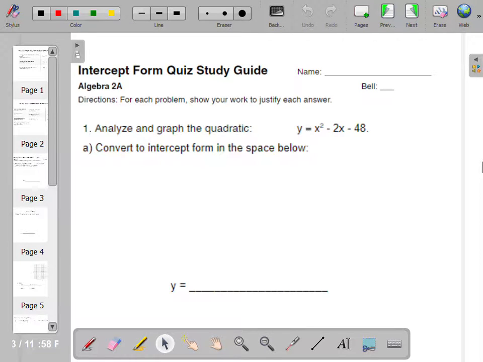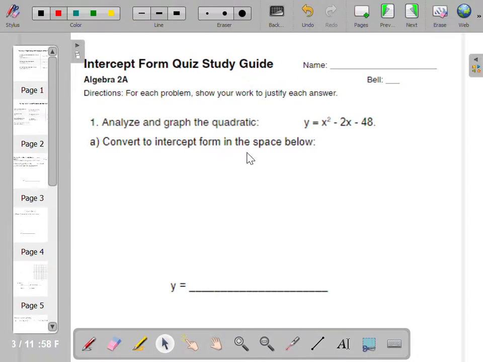Algebra 2 students, we're going to do a little review here for our Intercept Form quiz or test or quest or whatever you want to call it. We're going to go through all of the skills that you need for this assignment, and that includes factoring, completing the square, and graphing and analyzing quadratics. So there's a lot going on here, so let's see if we can work through this now.